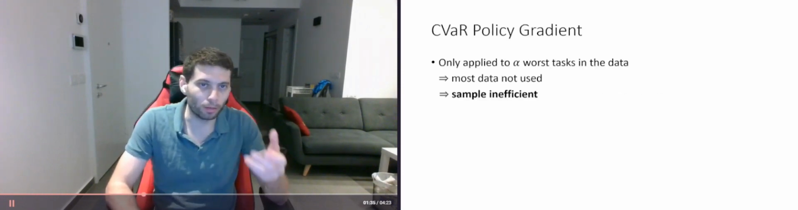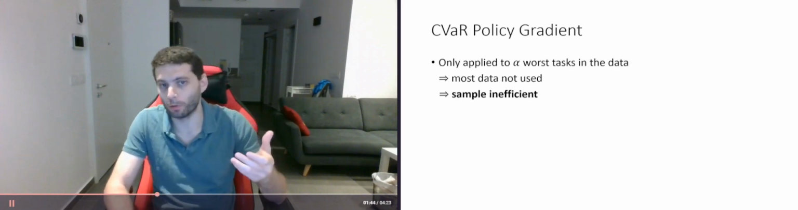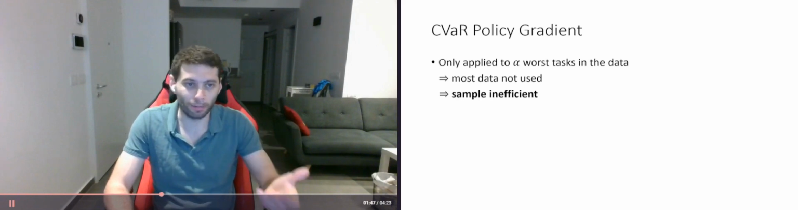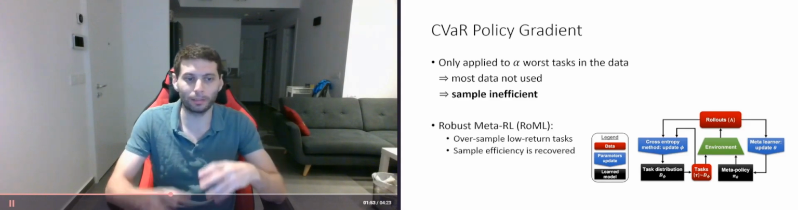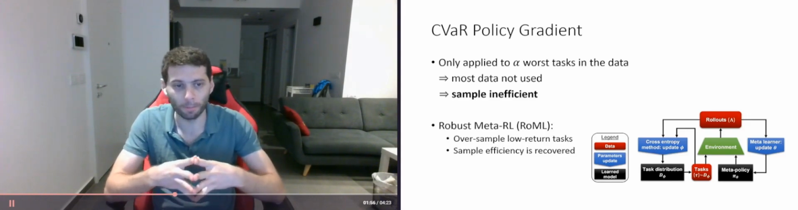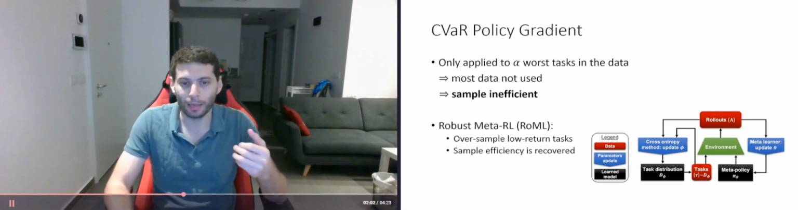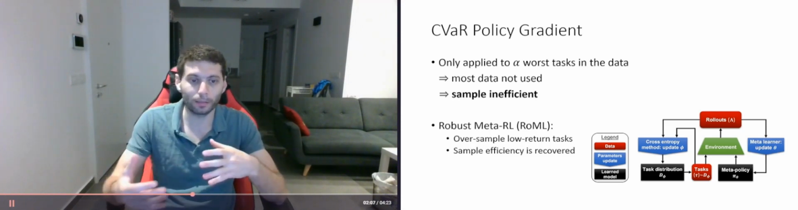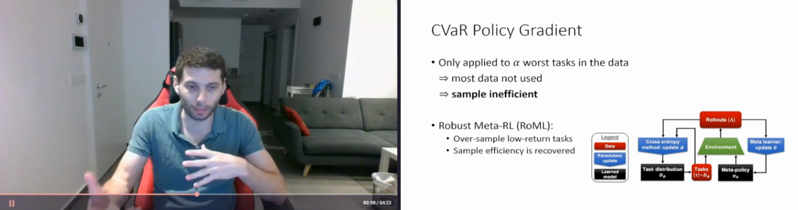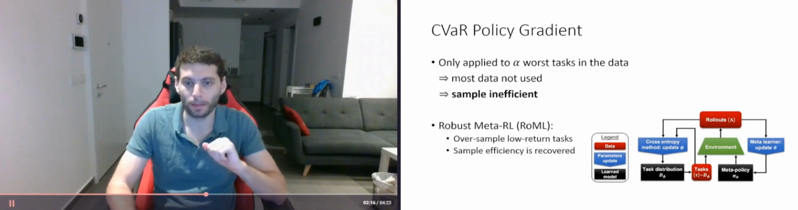Now, when we come to derive the policy gradient algorithm for this objective, we find out that since we only optimize for the alpha worst case tasks, we only use alpha % of the data, which is very sample inefficient. So to solve that, we present the robust meta-reinforcement learning algorithm, which essentially learns to identify which tasks are more difficult and oversamples them during training so that we become robust to these tasks without throwing away data so that we can become more sample efficient again.